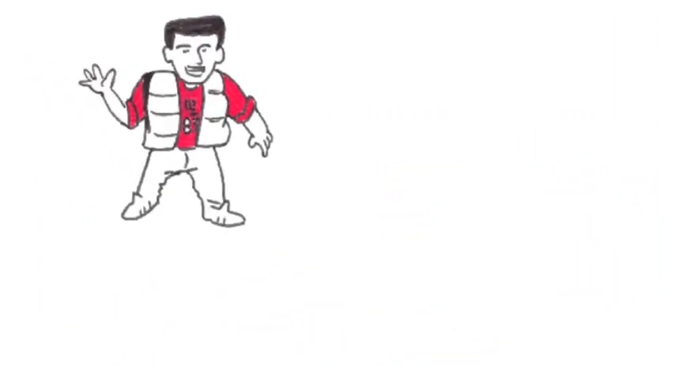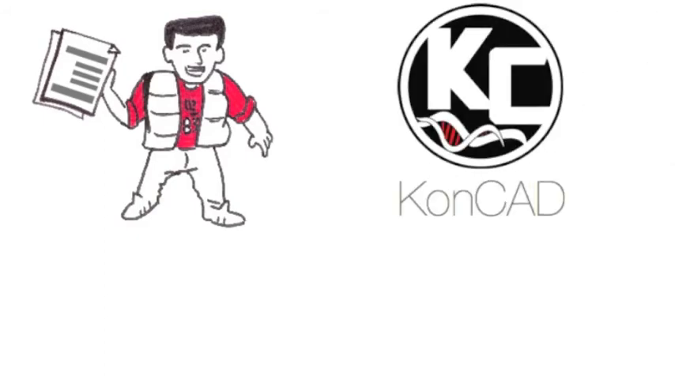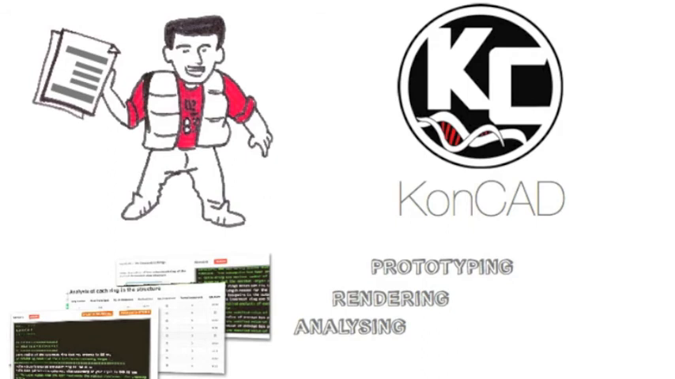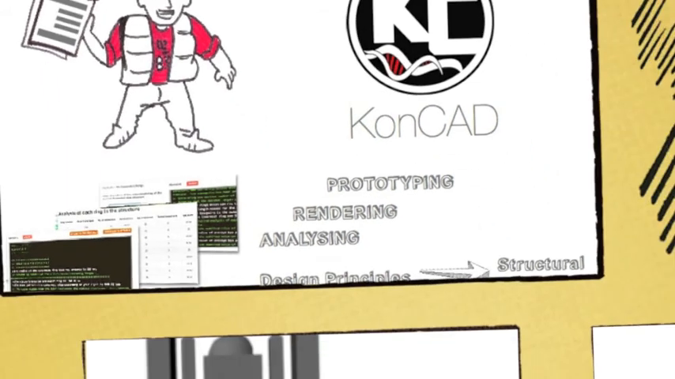While working on the project, we felt it would be good to introduce automation in the DNA origami process. We introduced ConCAD, an interactive computer-aided designing software. ConCAD focuses on prototyping, rendering, and analyzing structural details of DNA origami objects. It ensures that the rendered structure follows standard designing principles to ensure maximum theoretical stability.